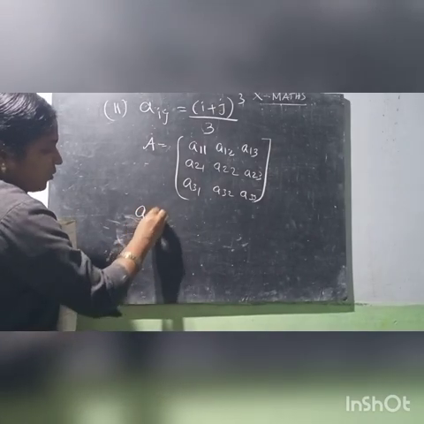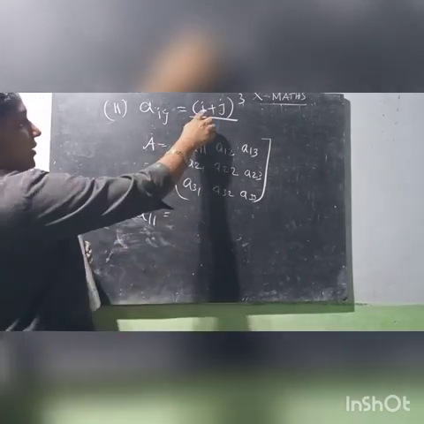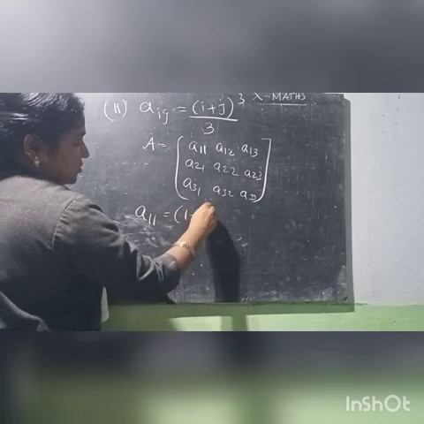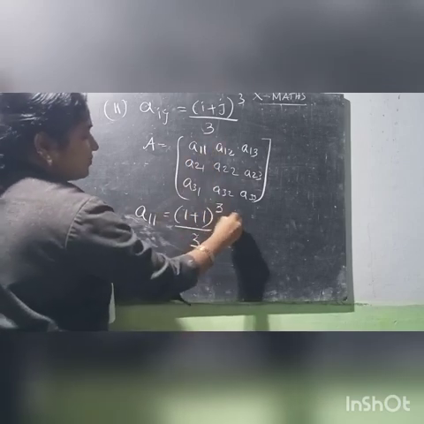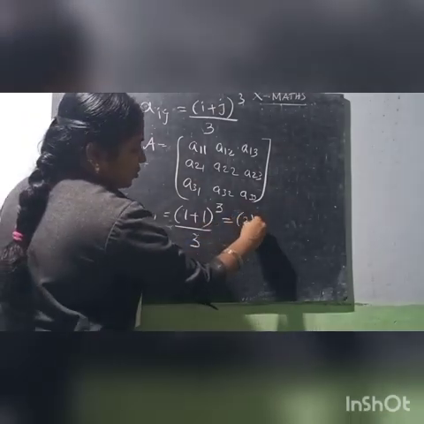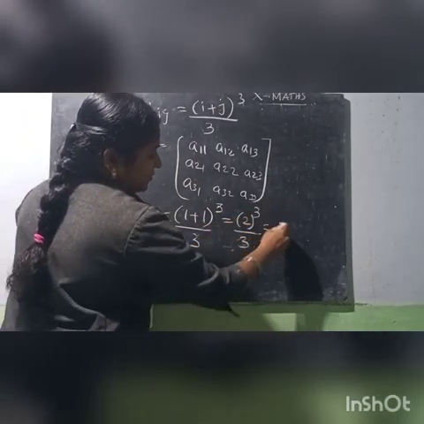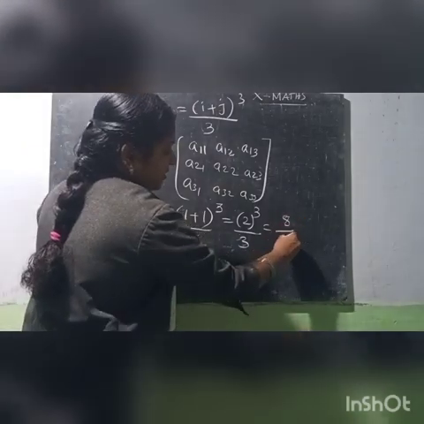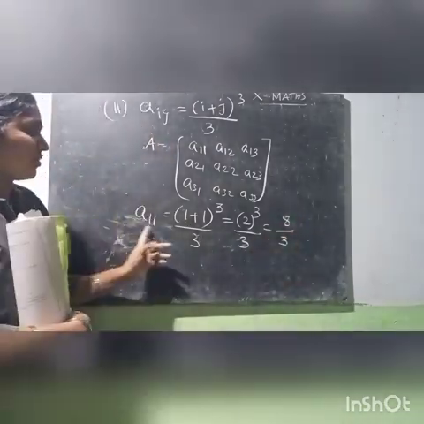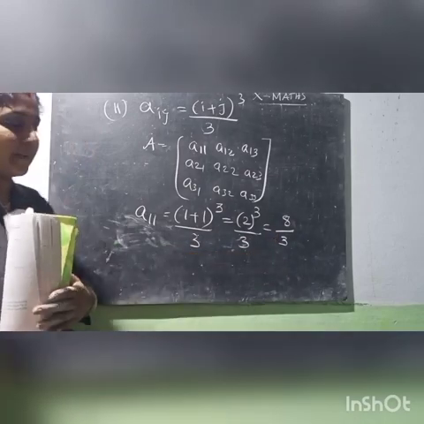First one, A11. So i value is 1, j value is 1. (1 plus 1) to the power 3 divided by 3. We know 1 plus 1 is 2, 2 power 3 by 3. 2 power 3 means 2 multiplied 3 times, so we will get 8 divided by 3. So A11 value is 8 divided by 3.